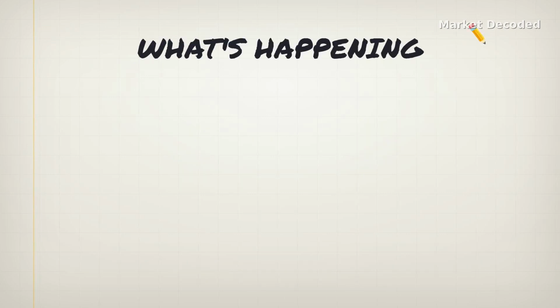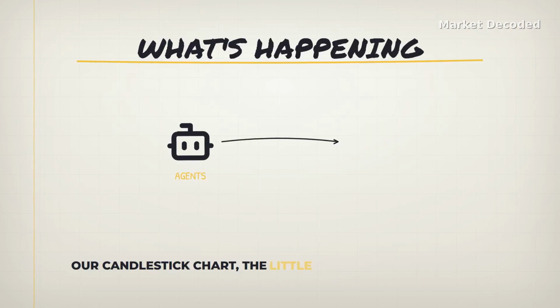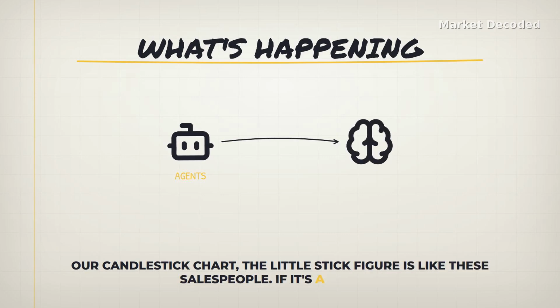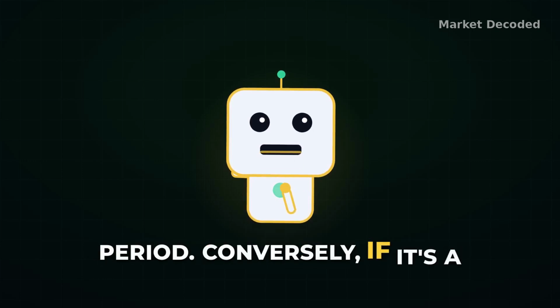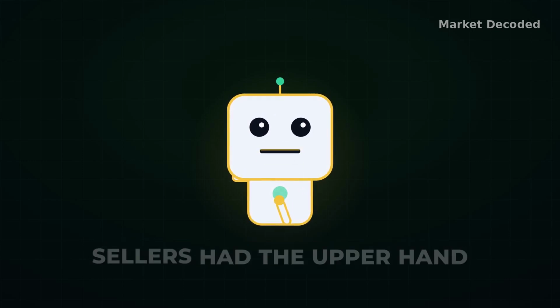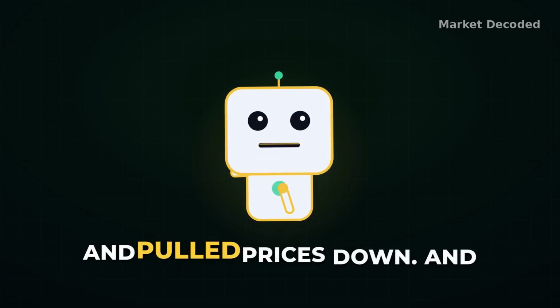In our candlestick chart, the little stick figure is like these salespeople. If it's a long white or green stick, that means buyers were in charge. They pushed the price higher during that period. Conversely, if it's a short red or black stick, sellers had the upper hand and pulled prices down.